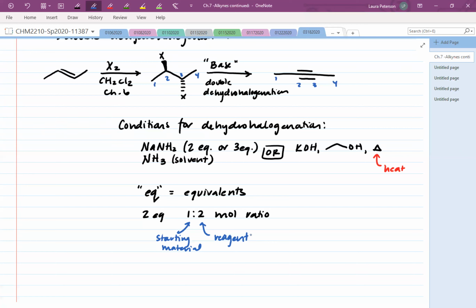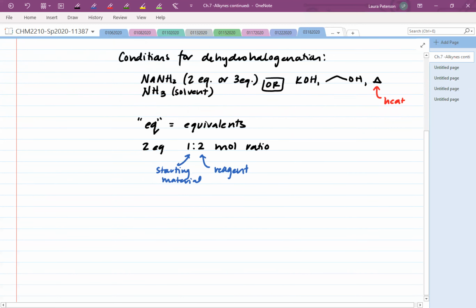One thing I also want to mention before we jump into the mechanism is to reiterate that this NaNH2, sodium amide, is the reagent we used in the previous reaction to generate acetylide, and it's the reagent we're using now for a different purpose. So you need to keep track of what we're doing. Are we deprotonating to make acetylide? Are we doing the dehydrohalogenation to form the alkyne? Let's talk about the mechanism of dehydrohalogenation.